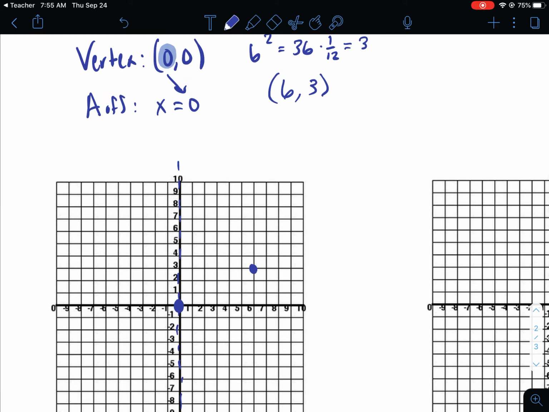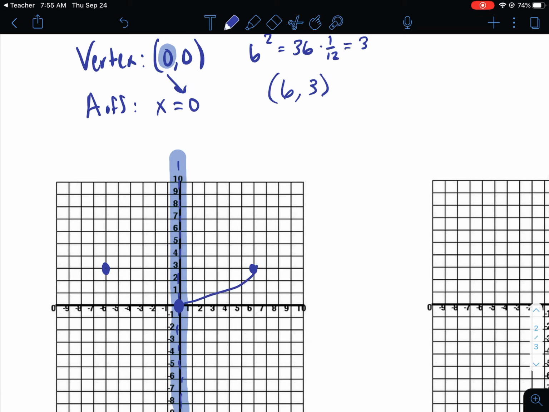Now, I don't need to put another point in, even though technically you need 3 points to graph a parabola. I don't have to, because I know that I have my axis of symmetry right here, so I will have a matching point on the other side. I know this is (6, 3), so I will have one at (-6, 3) as well. There'll be a matching point there, because parabolas are symmetrical.